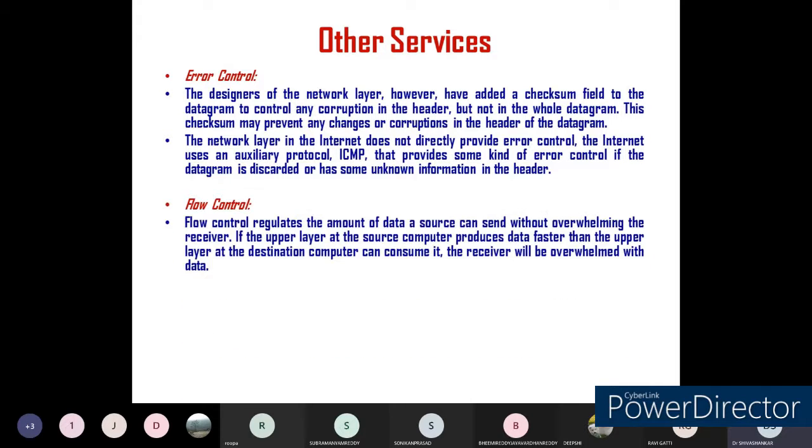The next one is flow control. What is flow control? Dear students, I will help you understand it in a simple way.